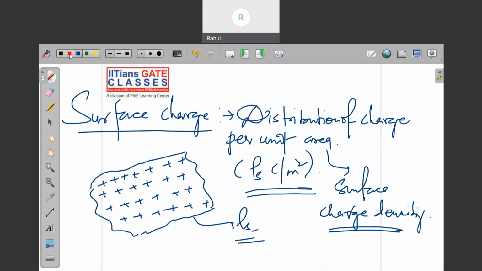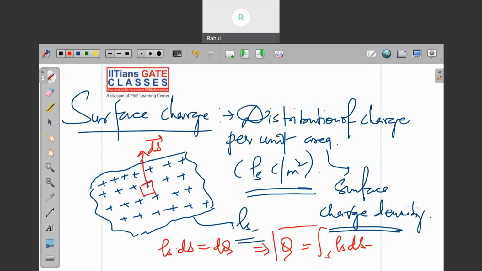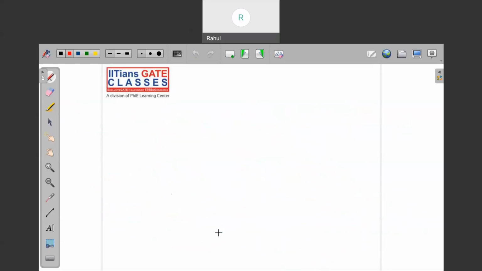So if Coulomb per meter square is given, how can you compute total charge? What you have to do here is consider some differential surface area ds, and multiply rho s times ds to get dq. So the total charge is Q equals the integral over the surface of rho s ds. Remember, ds has units of meter square, and rho s is Coulomb per meter square, so that cancels and gives you Coulomb, the total charge.